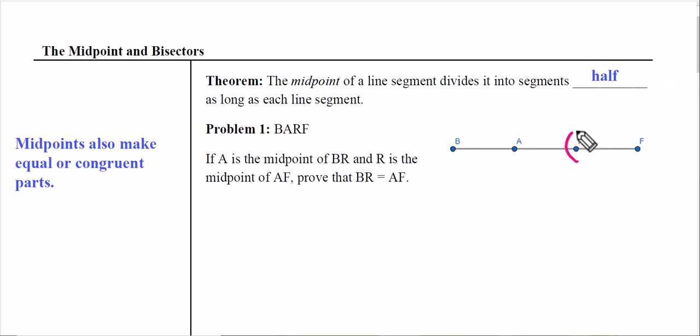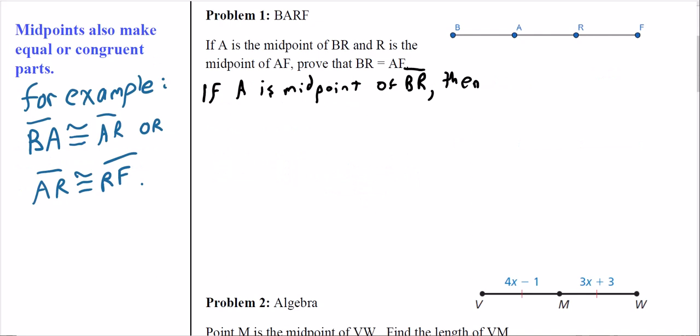If R is a midpoint of AF, then again, we would know that AR is equal to RF. It cuts it into equal parts. We are done with this problem when we prove that BR equals AF. So let's start with this.